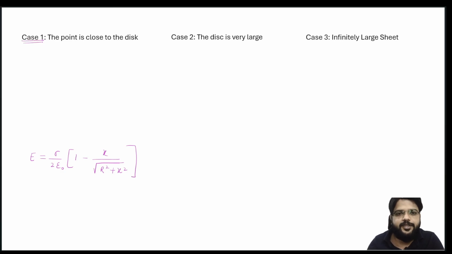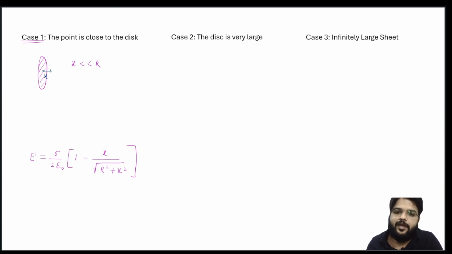So in the first case, what is the condition? The point is close to the disk, means this is a disk, everyone, and the point is very close to the disk. So it is close, then what will happen, everyone? Let's suppose this distance is x here. So here x is very small as compared to the radius of the disk, and we can see it here. We have the formula x by under root r square plus x square. So x is very small, r is very large.